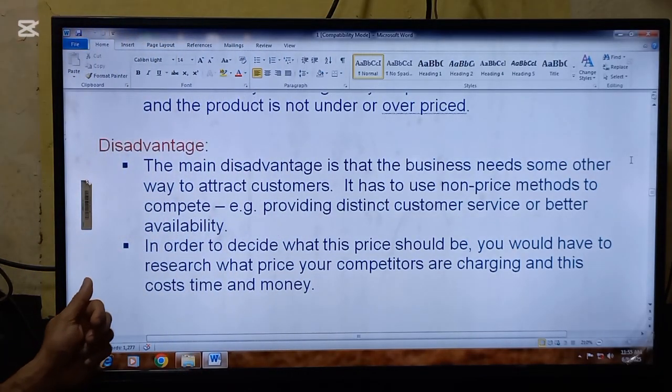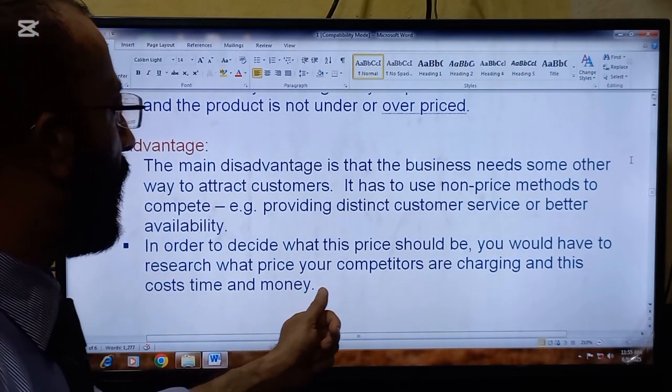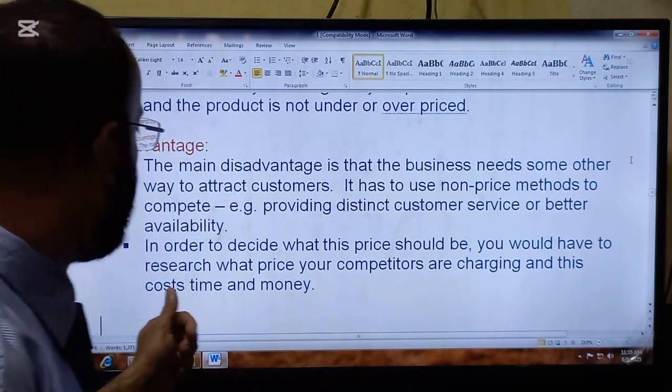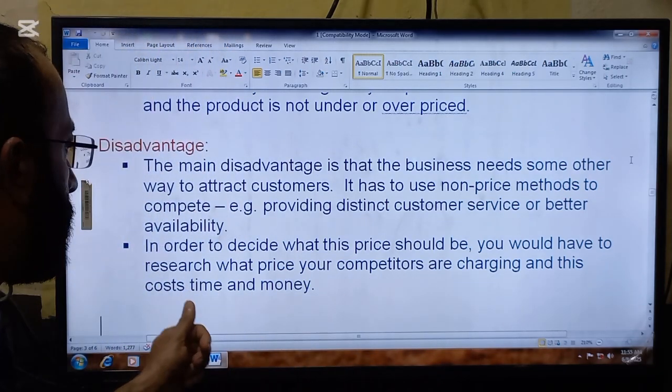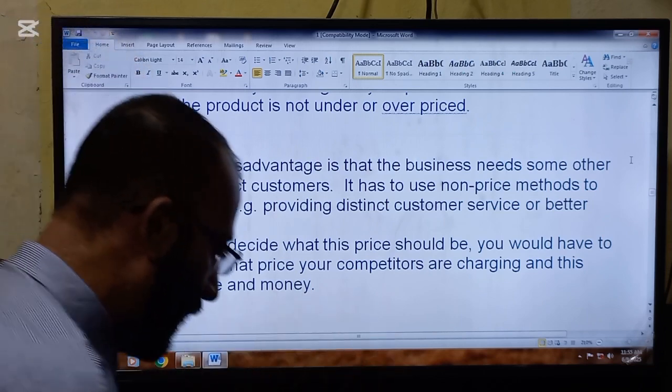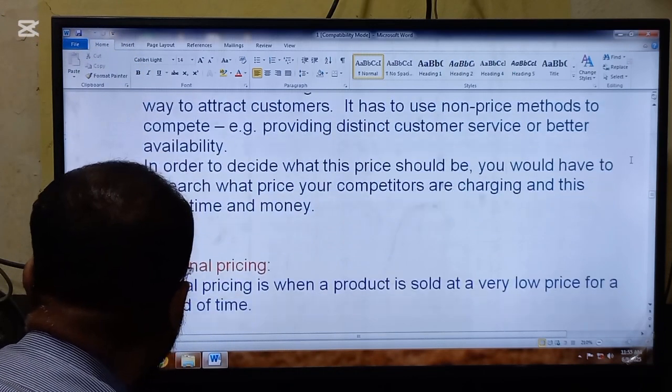The next disadvantage is, in order to decide what this price should be, you would have to research what price your competitors are charging, and this costs time and money. So this is another disadvantage.